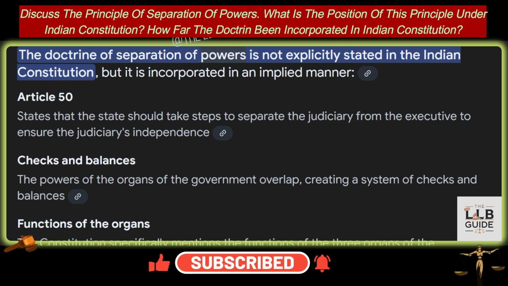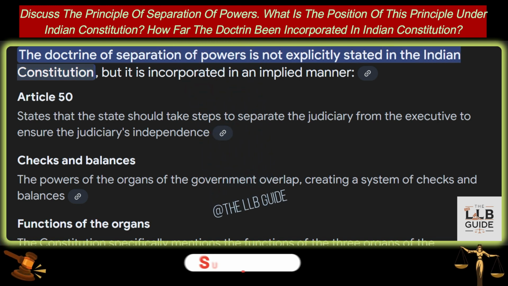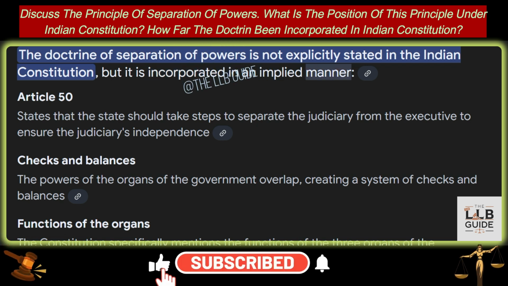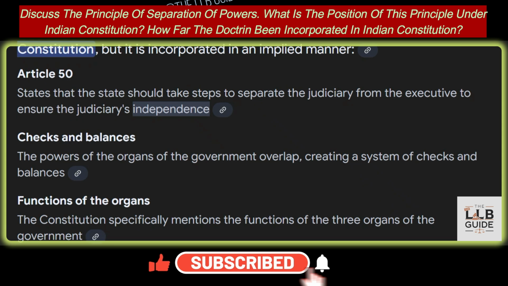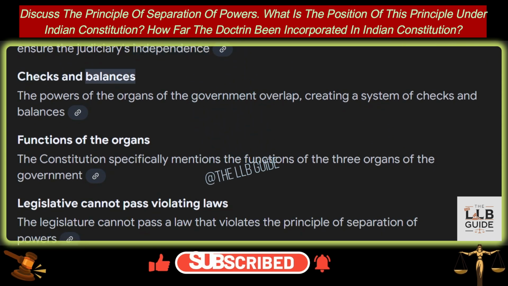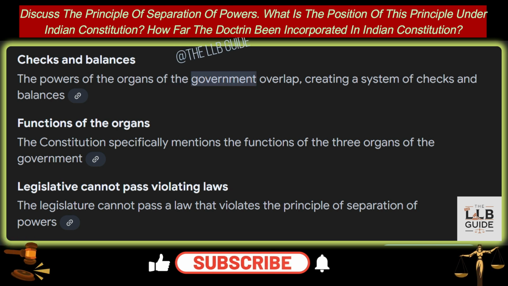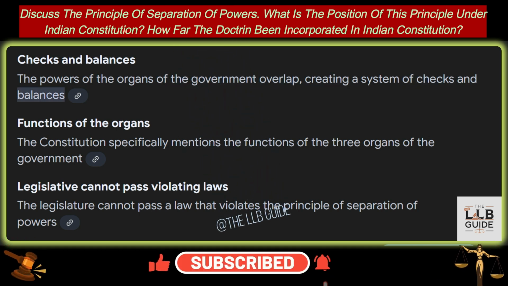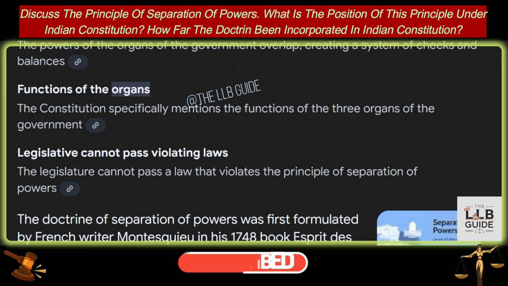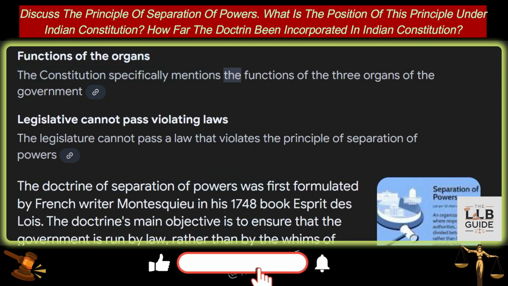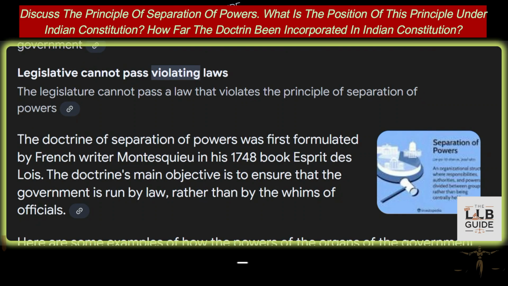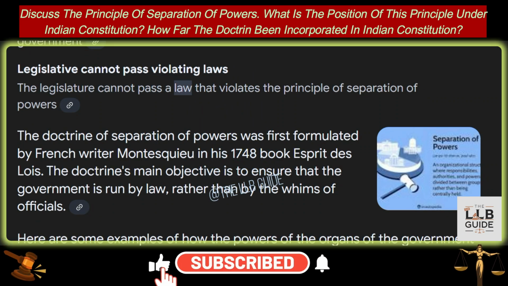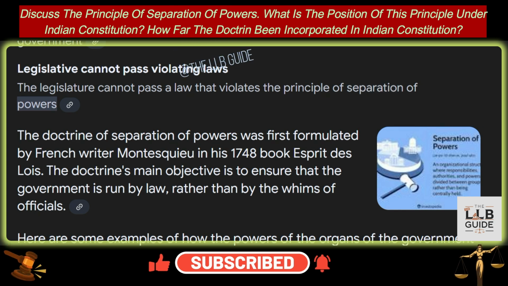The doctrine of separation of powers is not explicitly stated in the Indian Constitution, but it is incorporated in an implied manner. 1. Article 50 states that the state should take steps to separate the judiciary from the executive to ensure the judiciary's independence. 2. Checks and balances. The powers of the organs of the government overlap, creating a system of checks and balances. 3. Functions of the organs. The Constitution specifically mentions the functions of the three organs of the government. And 4. Legislative cannot pass violating laws. The legislature cannot pass a law that violates the principle of separation of powers.